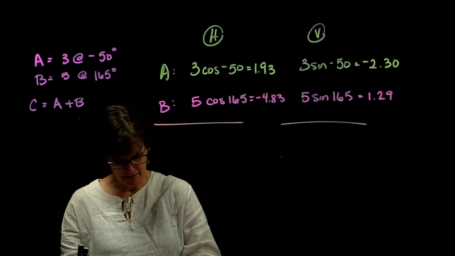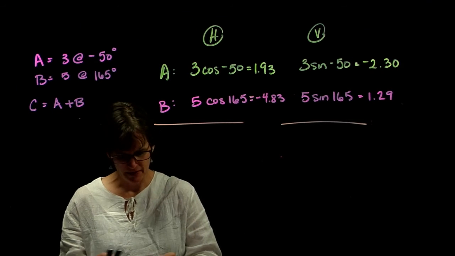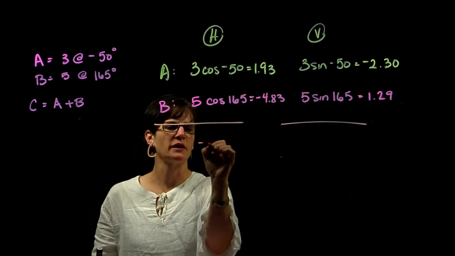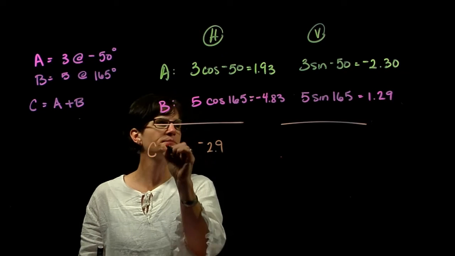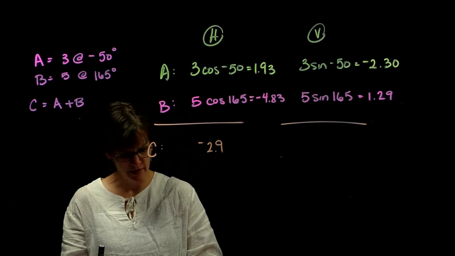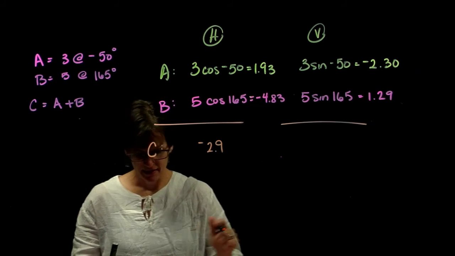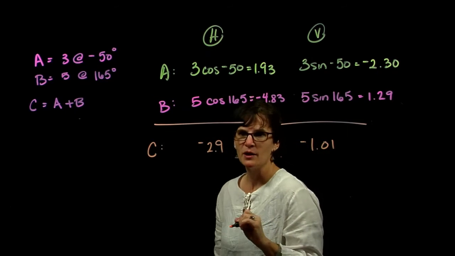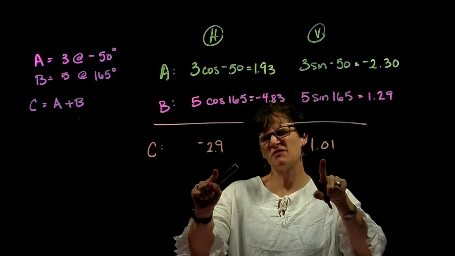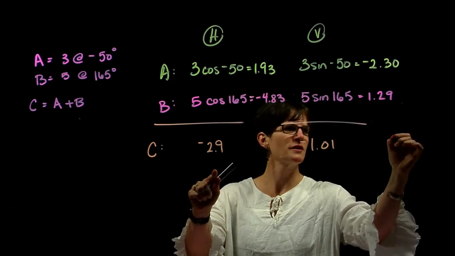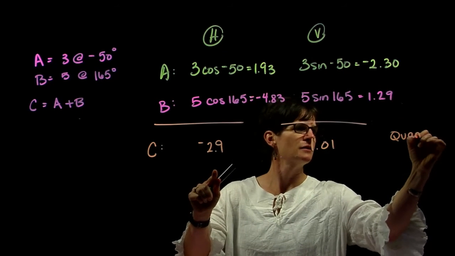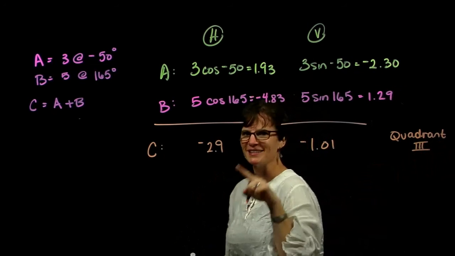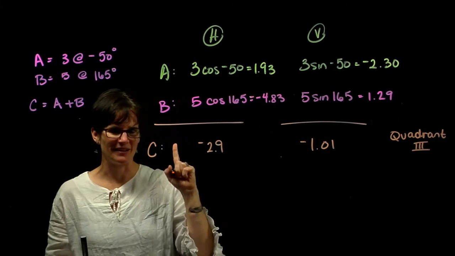1.93 minus 4.83, and I get for vector C a horizontal component of negative 2.9, and negative 2.3 plus 1.29, I get a vertical component of negative 1.01. All right, 2 negative components. Good to just do a quick check. That's quadrant 3. So my angle out of that tangent that we're going to do better be consistent. We better be thinking about that.